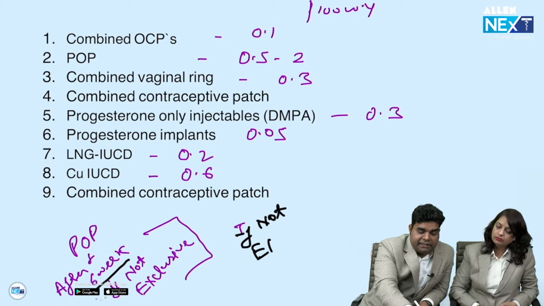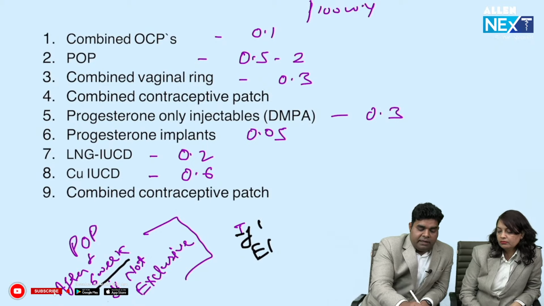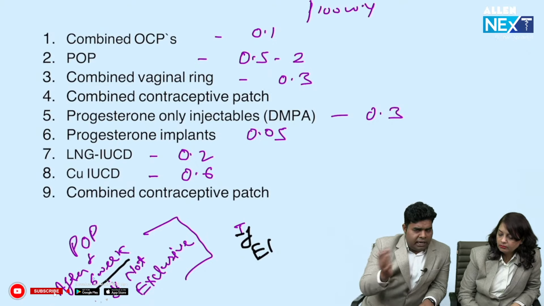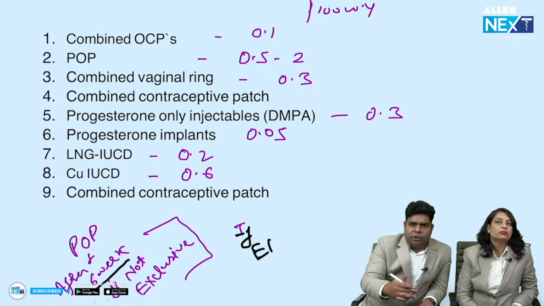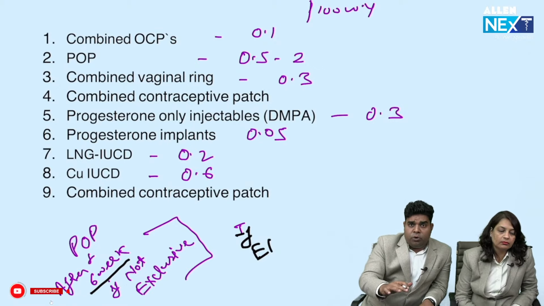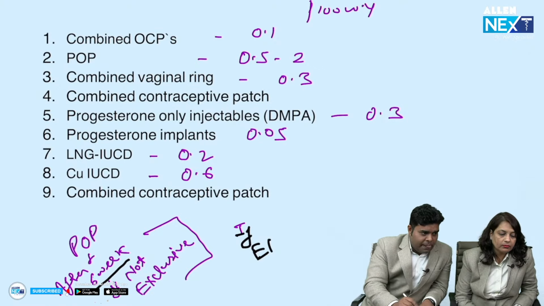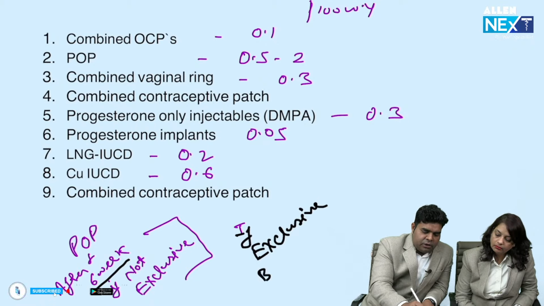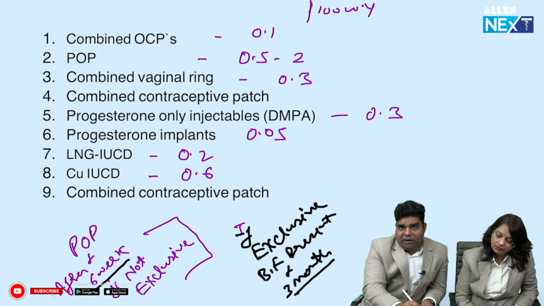And if the mother is exclusively breastfeeding, exclusive breastfeeding means there should be no top milk, no powder milk, no outside milk other than mother's milk, and there should be no water, plus no prelacteal fluid before colostrum. So if exclusive breastfeeding is present, then we can wait till 3 months, which means around 12 weeks.